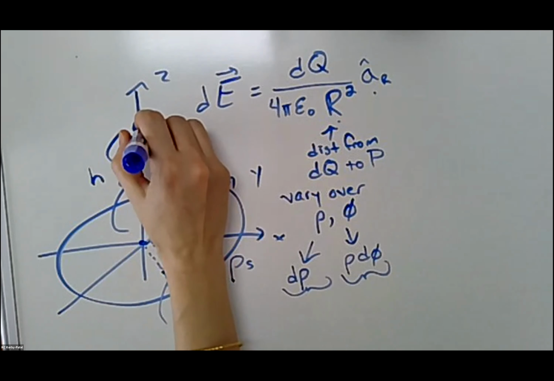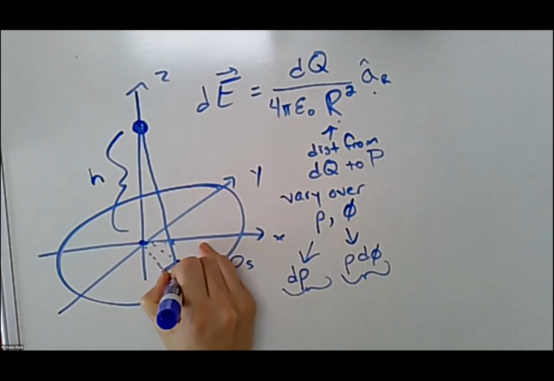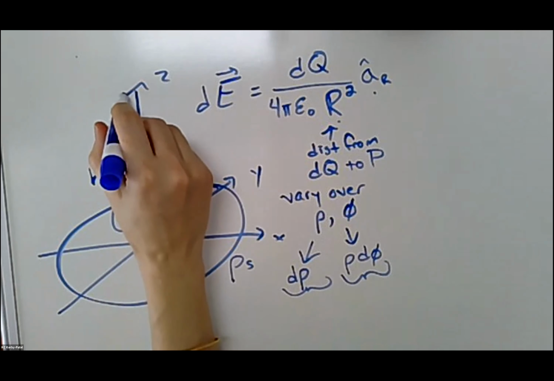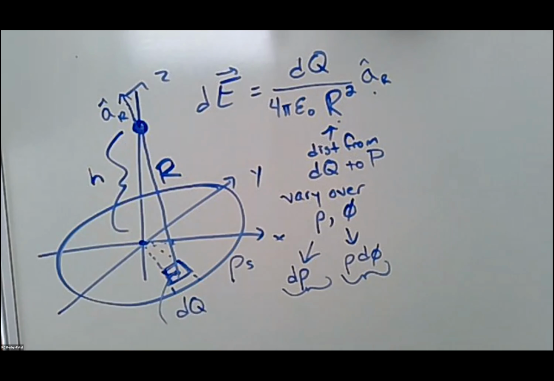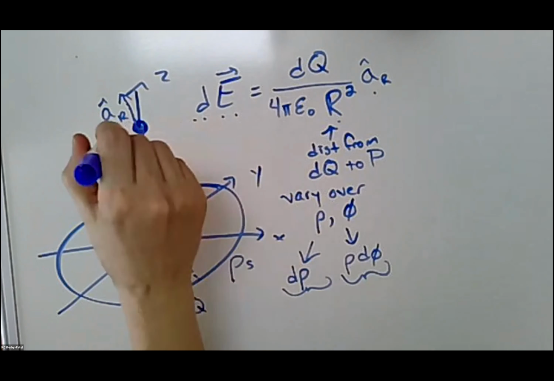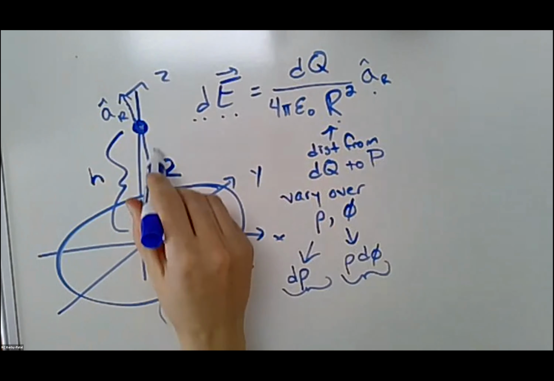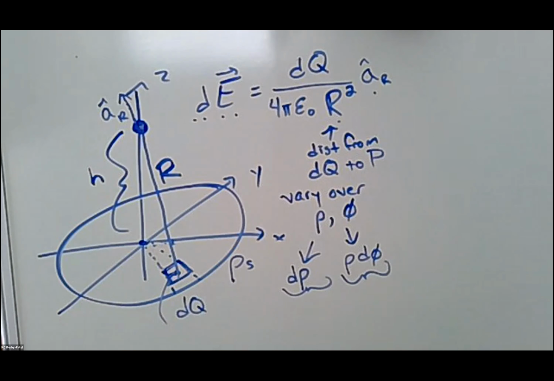The value of big R up here in this equation is the distance from my observation point to dq. Can I draw a straight line? So that is big R. And I'm going to draw a hat R up here. That's a hat R. I'm drawing a hat R up there because the electric field is acting at this location. So it's in this direction, and the location that the field exists is over here.